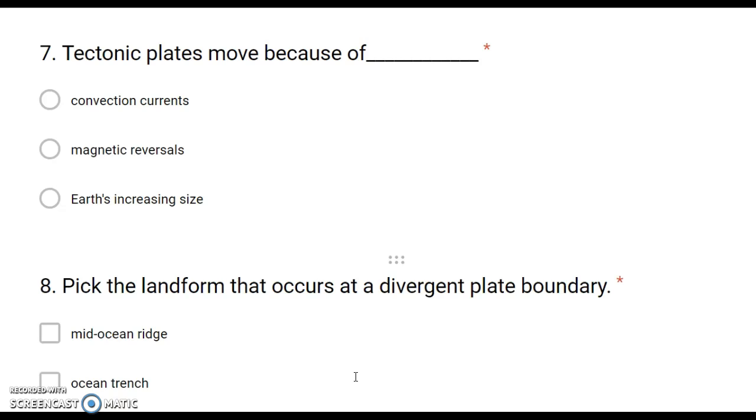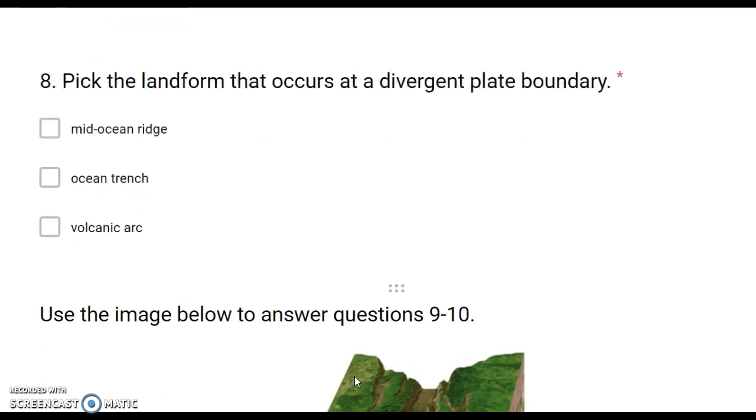7. Tectonic plates move because of convection currents, magnetic reversals, Earth's increasing size. 8. Pick the landform that occurs at a divergent plate boundary. Mid-ocean ridge, ocean trench, volcanic arc.